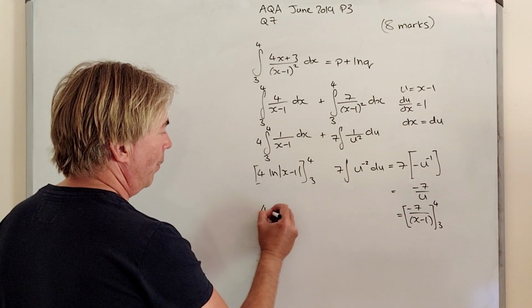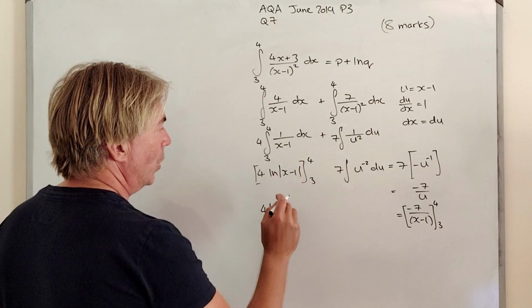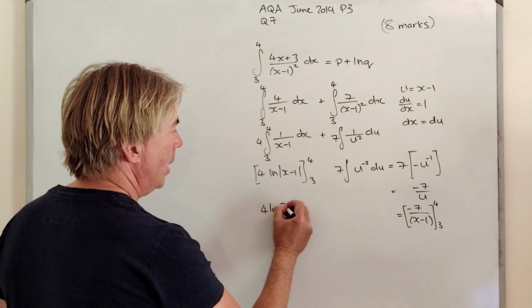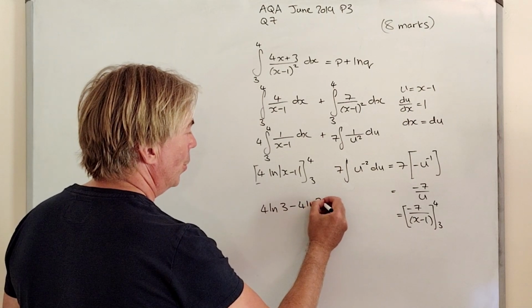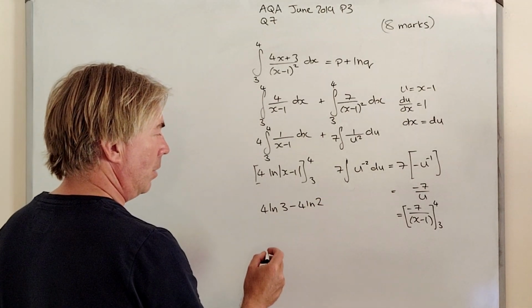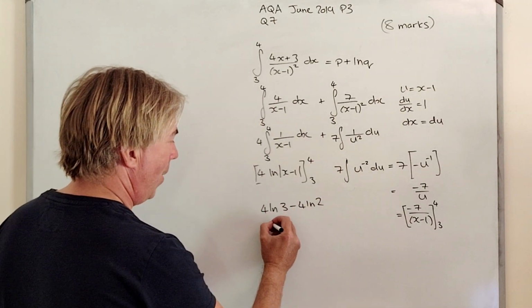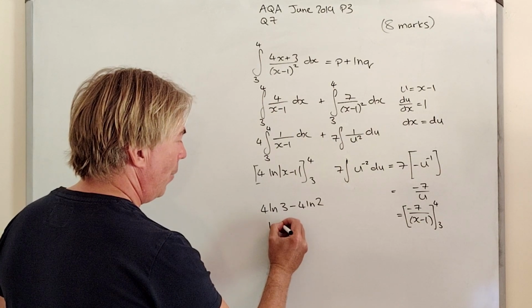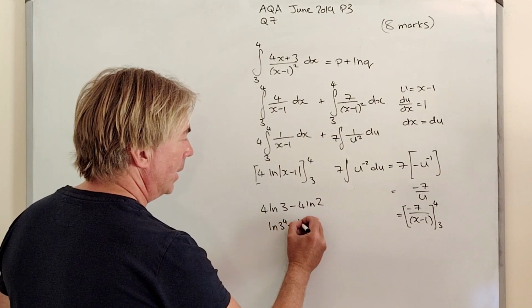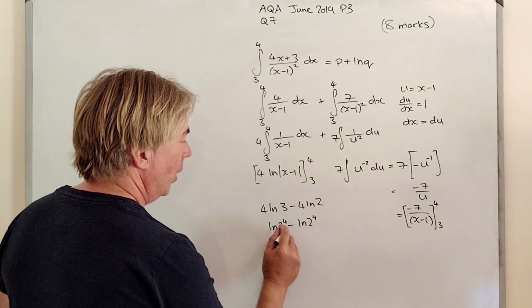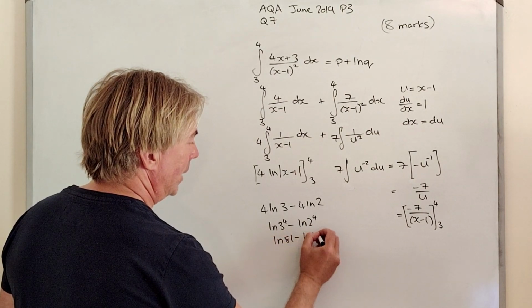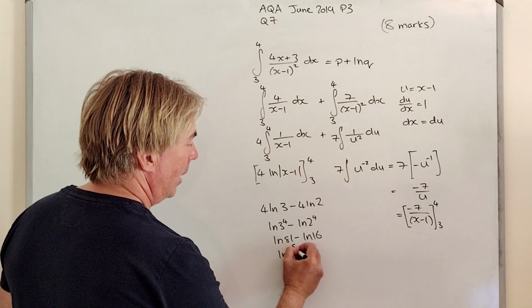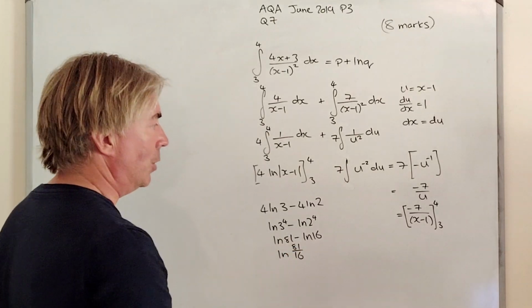So we end up with 4 ln(4 − 1), which is 3, minus 4 ln(3 − 1), which is 2. So what can we do with this? I can put our powers up. So we go ln 3 to the 4 minus ln 2 to the 4. 3 to the 4 is 81. ln 81 minus ln 16. So that's ln 81 over 16. So there's the first part of the integral.